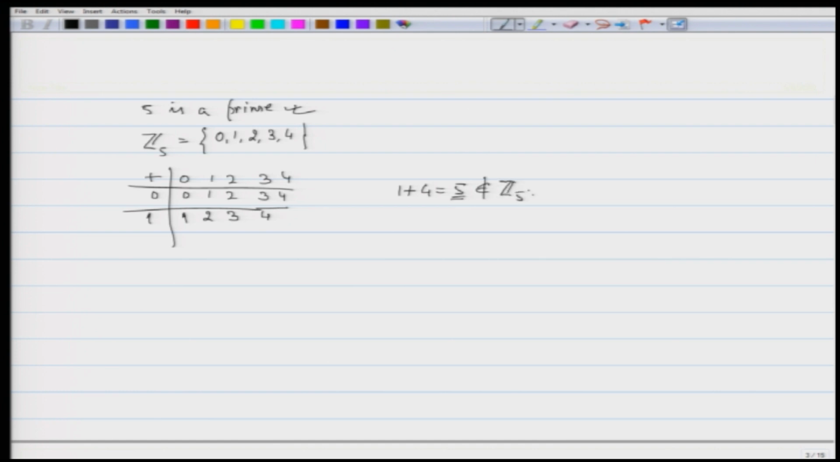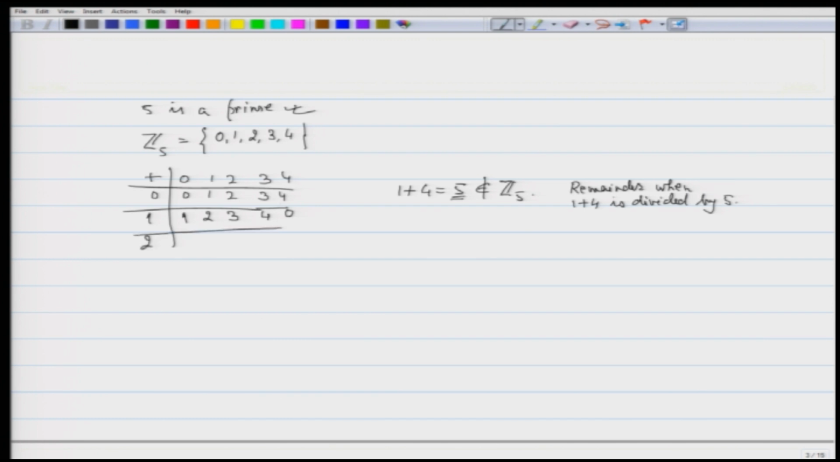So, what we do is that we divide this number which is bigger than 5 by 5. So, we look at the remainder when 1 plus 4 is divided by 5. The remainder is 0 here. Therefore, the table here will be 0. So, 1 plus 4 is 0.